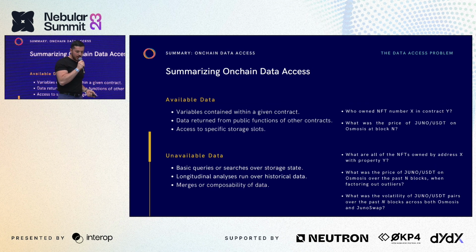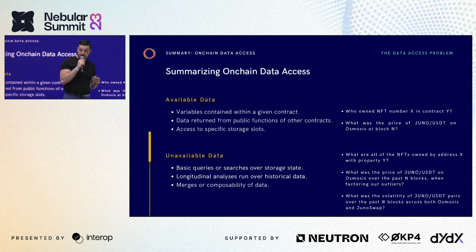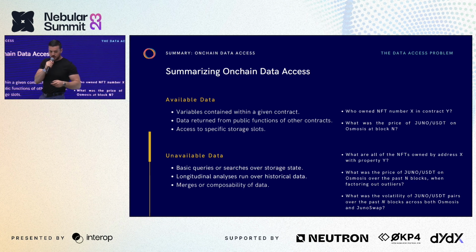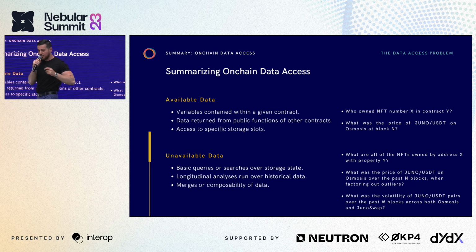And so to summarize, if I want to know very specific properties of a chain at a certain point in time, I can do that. That's what these state machines are great at. So who owns NFT X in contract Y? Easy.